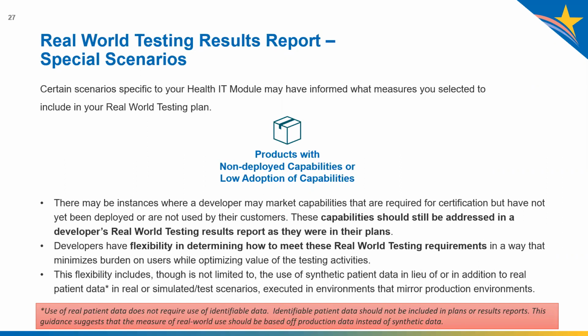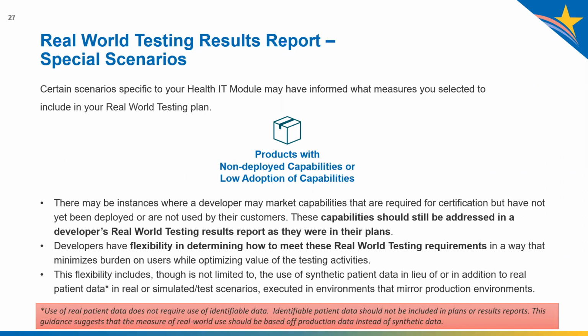So now we're coming back to results reporting, where you've closed out your activities and you have to report on how that went for you, like your attempt to get into a real world setting where you can observe the functionality of these non-deployed or low adoption capabilities. We understand that in these instances, it could get a little tricky if you don't have customers on them or whatever have you. But again, health IT developers have full flexibility to be as creative as they need to be to make sure that they get some sort of real world observation of these capabilities.